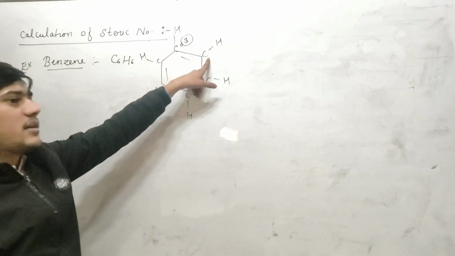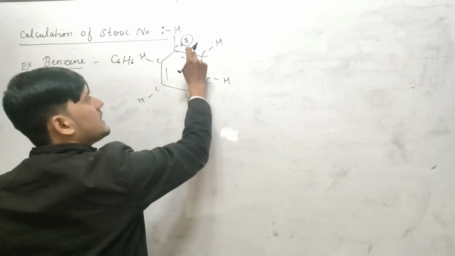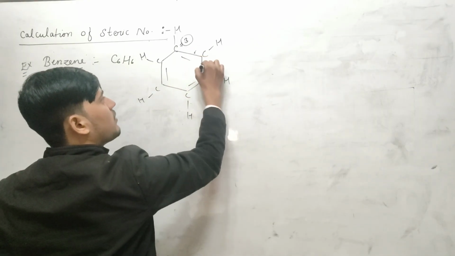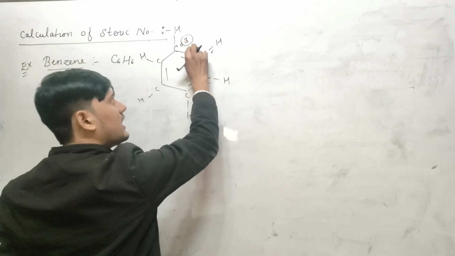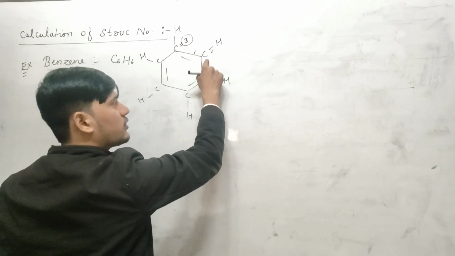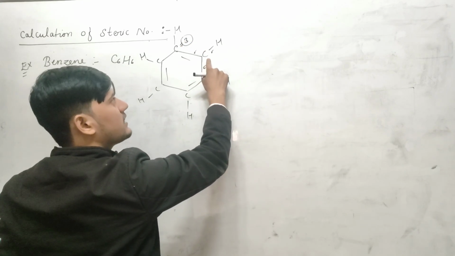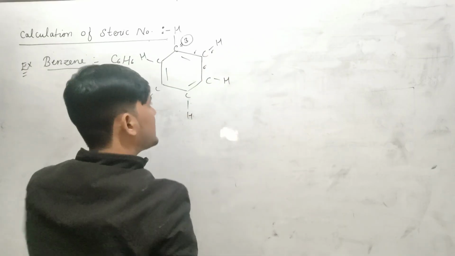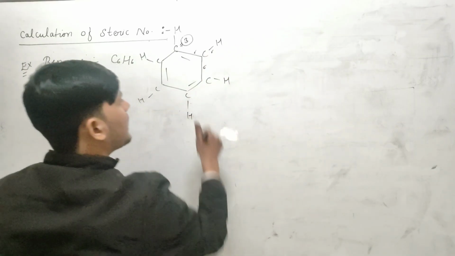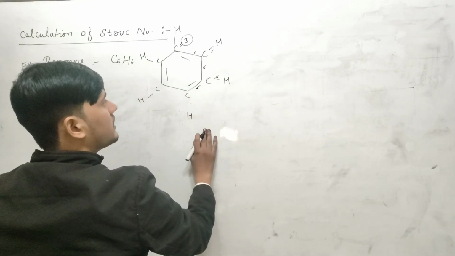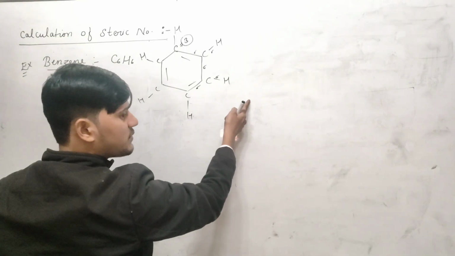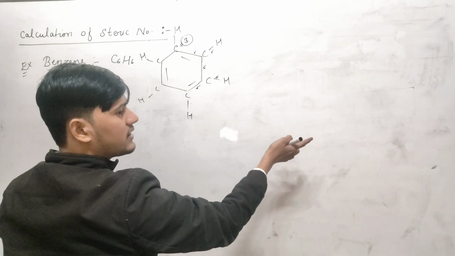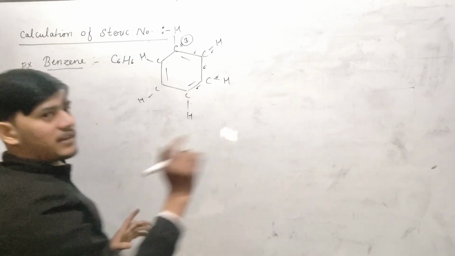Similarly, in that carbon atom, there are 3 sigma bonds. So the steric number will be 3, the hybridization corresponding to this will be sp2, and the geometry will be planar. Similarly, for that carbon atom, there are 3 sigma bonds, so the steric number will be 3, hybridization will be sp2, and the geometry will be planar.